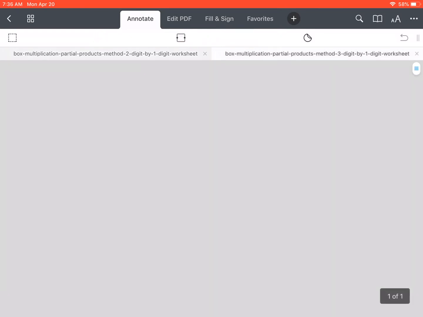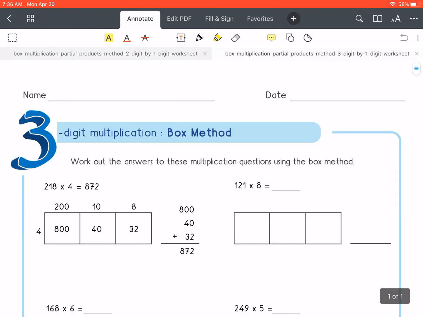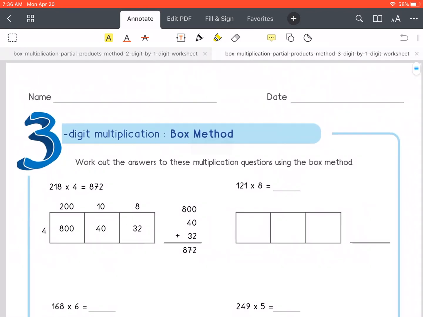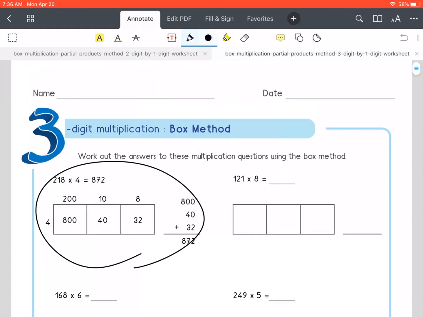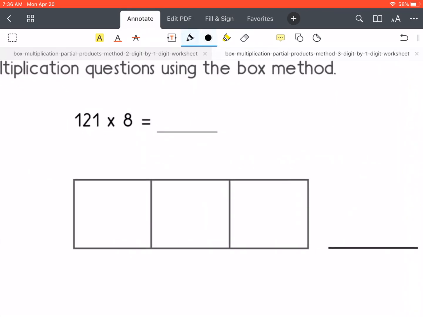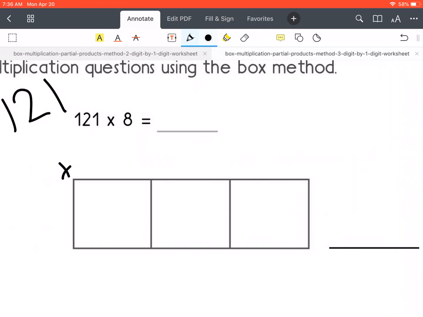For page number 10, it's going to be the same thing, but it's just going to be the next step up. So it's a 3-digit number multiplied by a 1-digit number. There's an example here if you need one, but I'm going to go ahead and model one just so I can talk you through each step. So 121 times 8. I'm going to do the same thing. If you want to start by putting your multiplication sign, that's awesome. I'm going to write 121 up here.